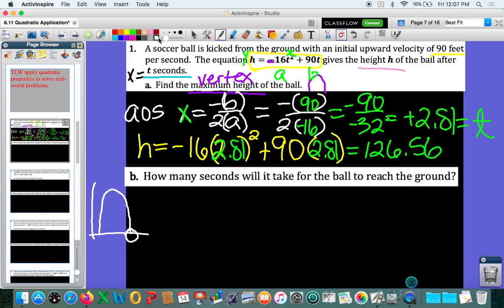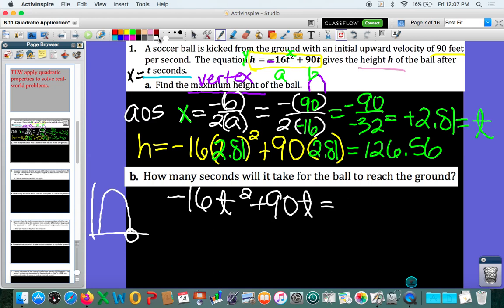Ground is our x-axis. So I'm looking for the x-intercept, or the solution, or the roots of this. So what we're going to do is we're going to set it up and solve for the solution. I'm going to rewrite my equation here.